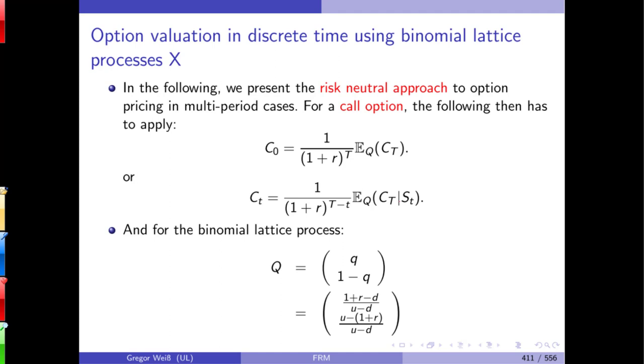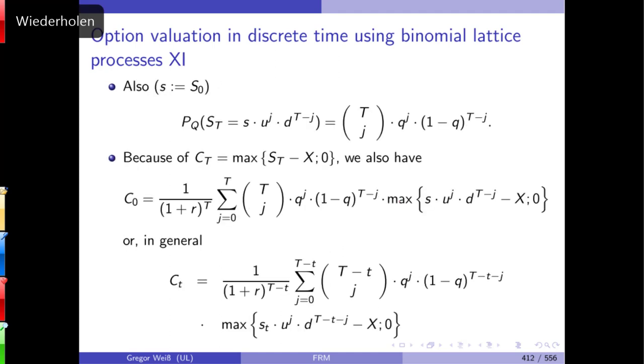Let's take C0 or CT with a conditional expectation. For the binomial lattice process, for this model, Q and 1 minus Q are given by these two probabilities: (1 plus R minus D) over (U minus D), and (U minus 1 plus R) over (U minus D). And again, if you want to know how you can come up with this conversion formula for the physical probabilities, D and U, you can look it up in the textbook. And then we have these two probabilities. And the option price should be Q times payment 1 plus 1 minus Q times payment 2, and then discounted.